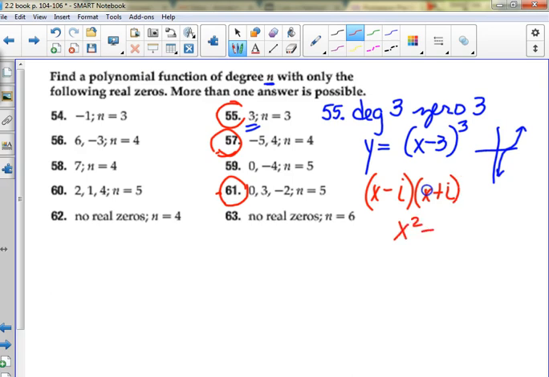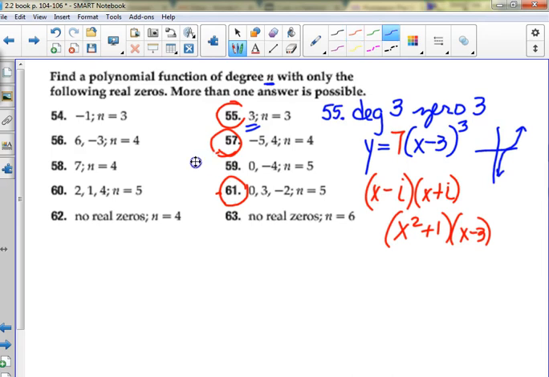Those foiled together become this. So here would be a degree 3 equation with only one real 0 at 3. The other 2 are imaginary. Okay. The other thing we could do if we wanted to be really tricky was throw a stretch out here. There's another answer, right? You only have to have one answer. The plain old (x minus 3) quantity cubed is fine. I just wanted to throw out some other information about why it says more than one solution possible.